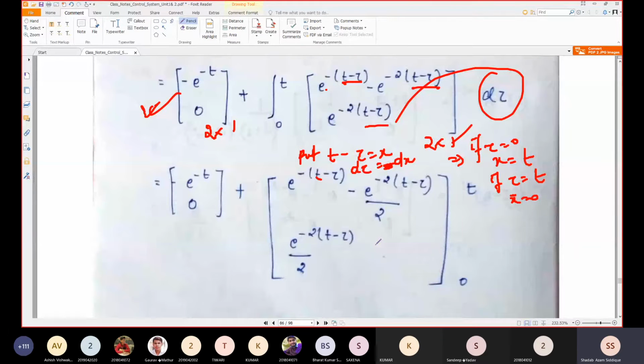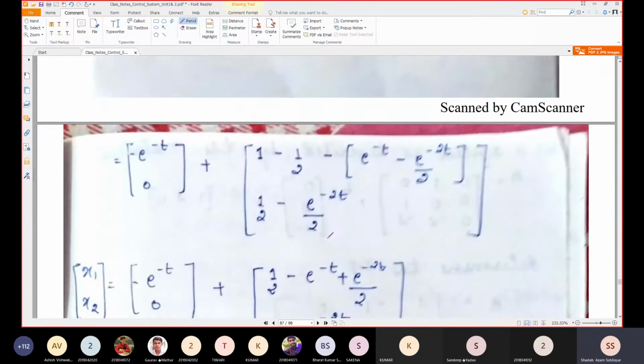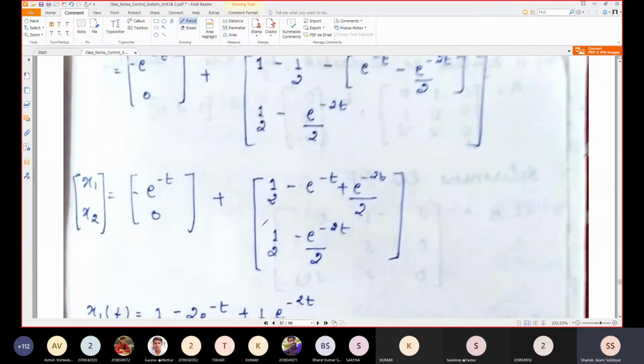Okay. So you can go with the integration and substitute, and after substitution you will get this type of integration. After that you can substitute all the limits and find the solution. So after substitution we'll get e to the minus t, and this will give 1 by 2 e to the minus t, 0 to minus 2t divided by 2, and this term. See, we are getting a 2 cross 1 matrix, and this is also a 2 cross 1 matrix.